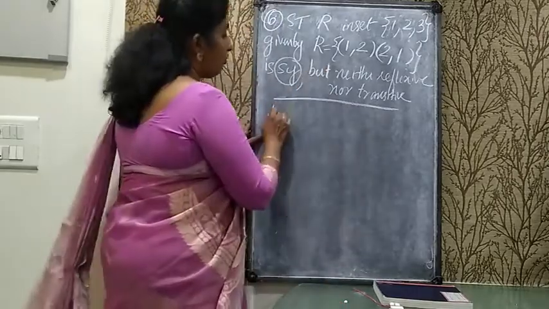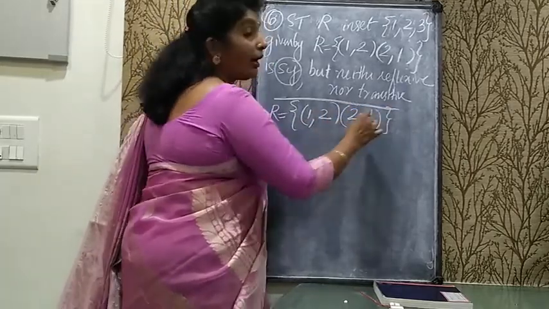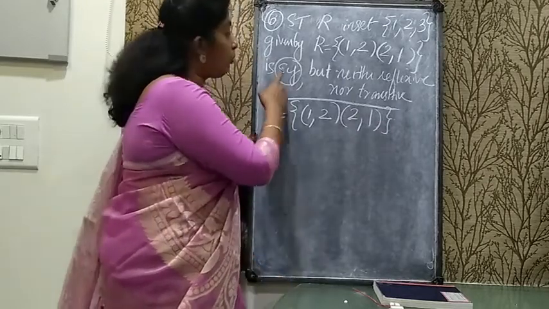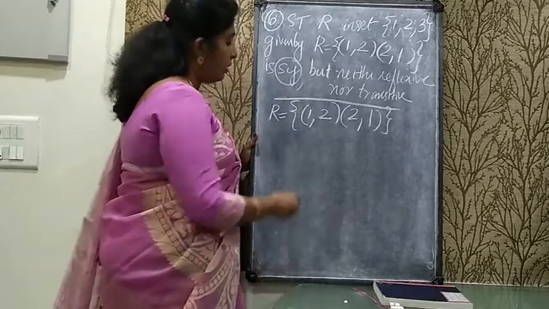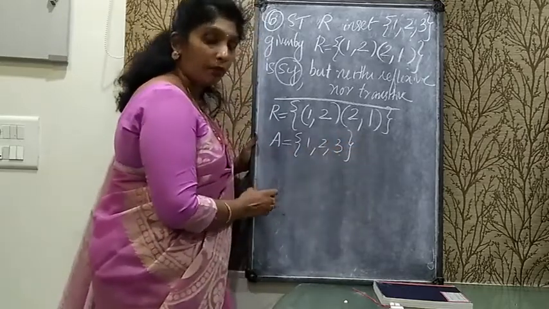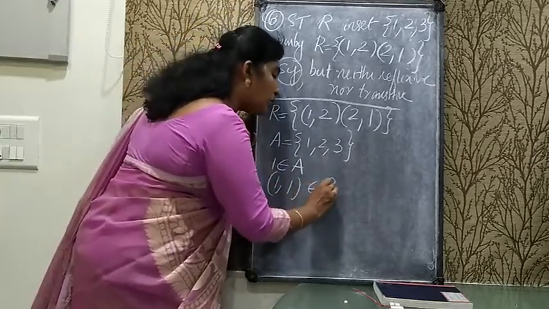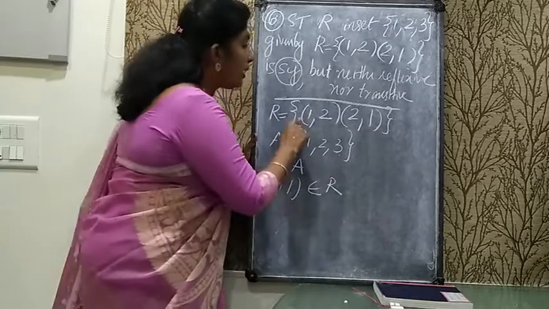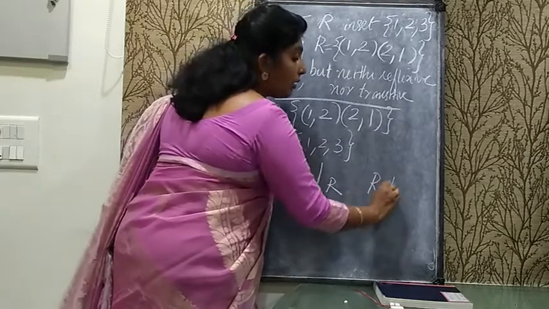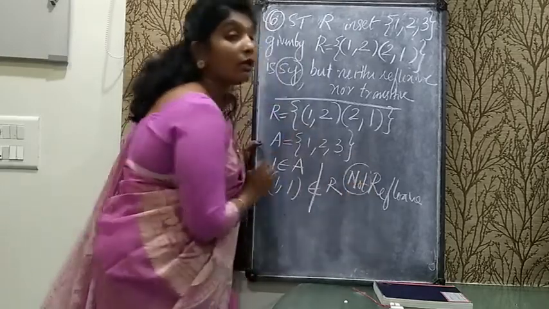In the relation, what are the ordered pairs? (1, 2) and (2, 1). We don't have to find them. Directly they are given. So first of all, we will go for reflexive. Afterwards, we will show symmetric and transitive. Already we know in set A, these 3 elements 1, 2, 3 are there. If 1 belongs to the set A, then (1, 1) should belong to the relation. Then only we can say that it is reflexive. But (1, 1) is not there in our relation. It means our relation is not reflexive. You have to write it is not reflexive.